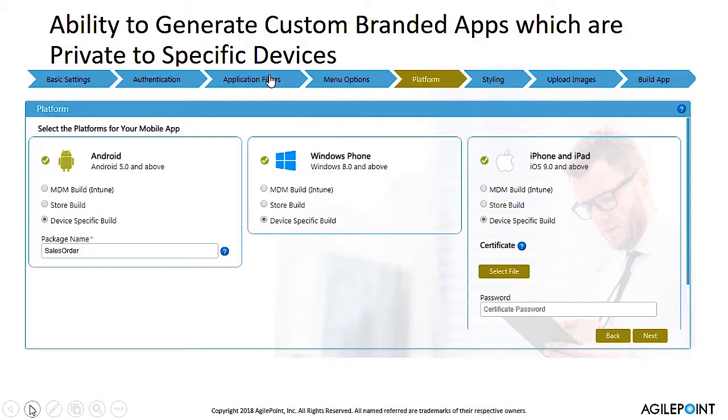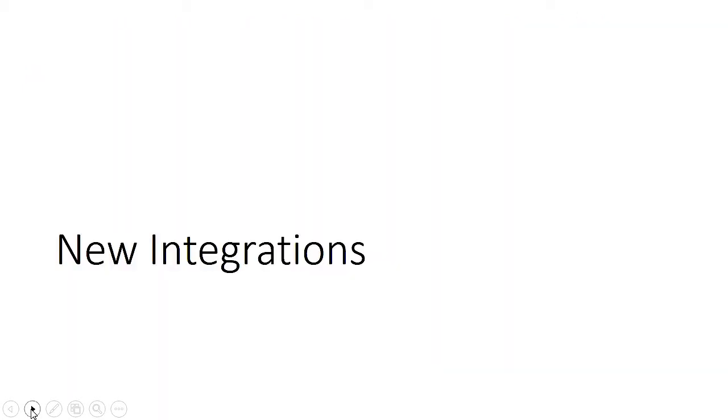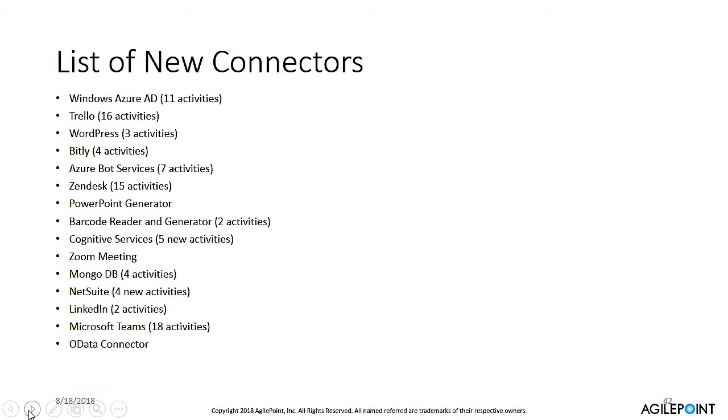applications for device-specific use. Moving on to the integrations component, AgilePoint has always had one of the most comprehensive integration stories on the market, and that is only further being advanced in AgilePoint version 7. With the addition of the sources that you're seeing here on screen, there are now more than 70 supported on-premises as well as cloud-based data sources, with over 700 workflow actions within each.